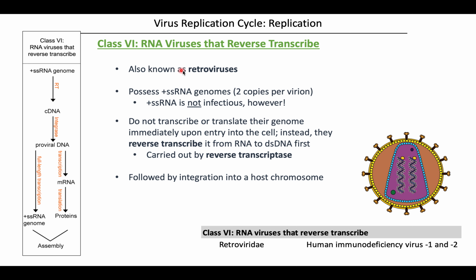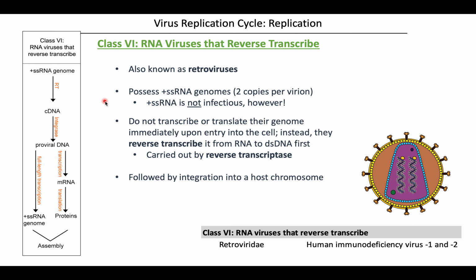But the RNA viruses that reverse transcribe are also called retroviruses. This includes HIV in the family Retroviridae. And so these retroviruses do have positive sense RNA genomes. Interestingly, the virion actually comes packaged with two copies, even though only one gets used.